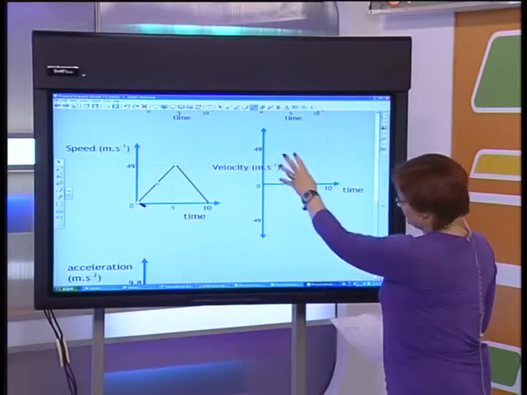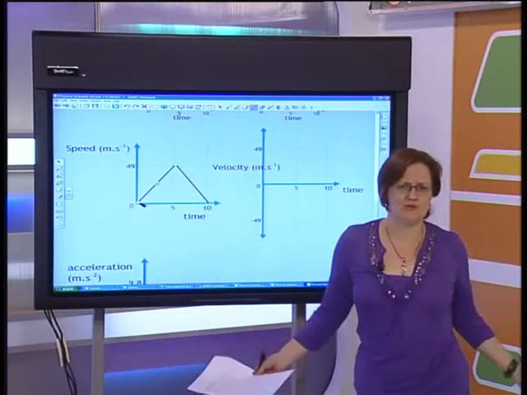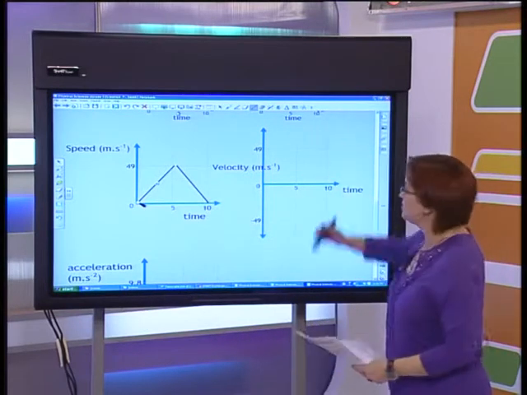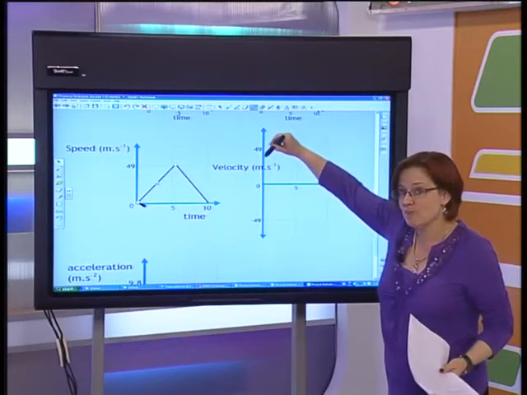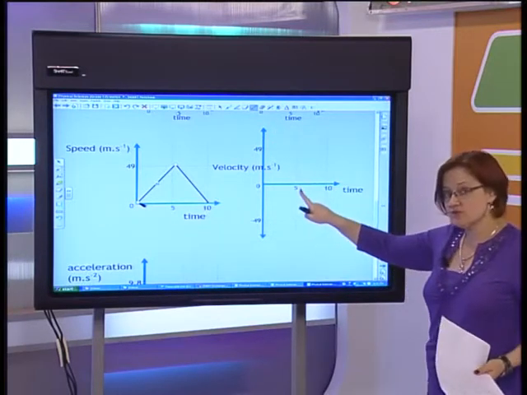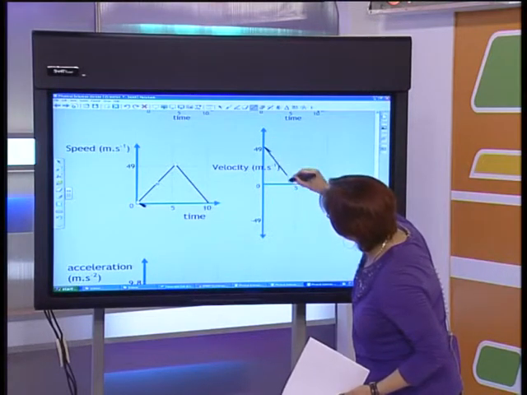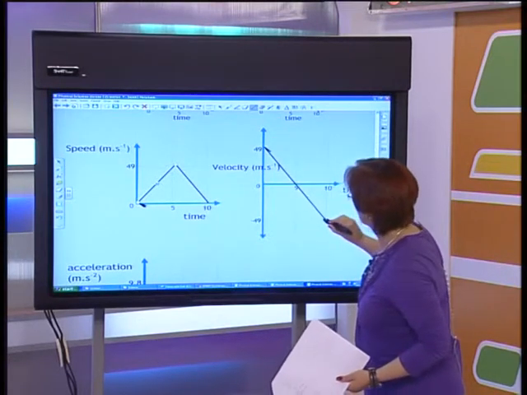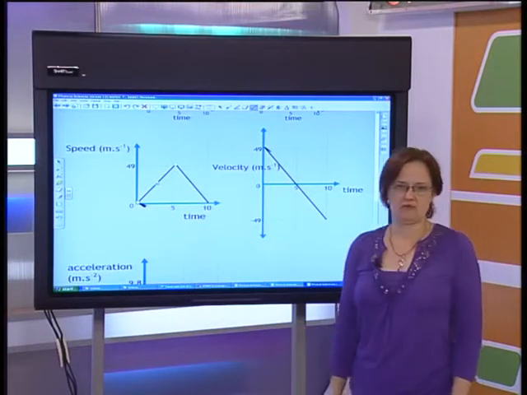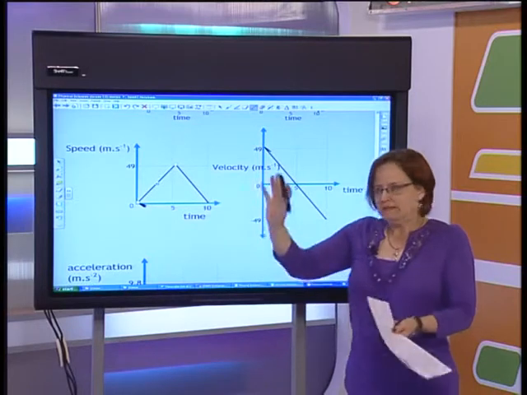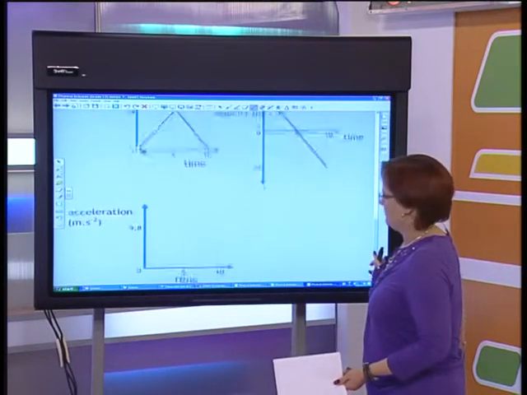Anyway, so speed is not concerned with direction. Velocity we are. Now we've chosen down as positive, which means it starts at the top. At 5 seconds it goes through 0, and then it goes back to 10. So the nice thing is it's a nice straight line going through the axes. Can you see the shape sort of looks the same? It just doesn't always follow. It just depends on the question.